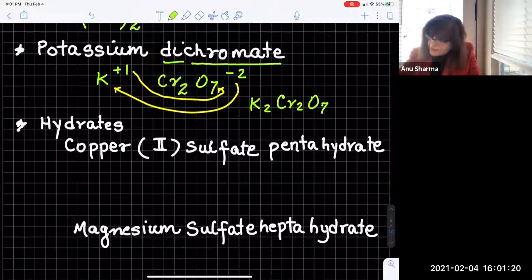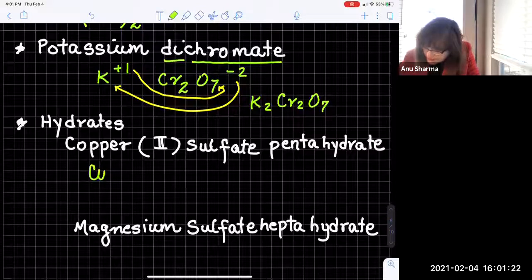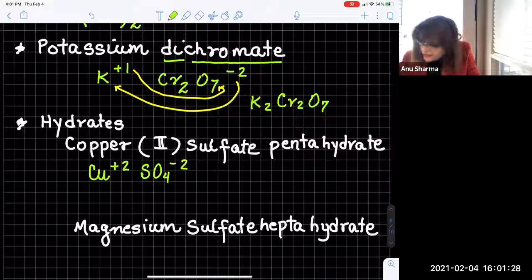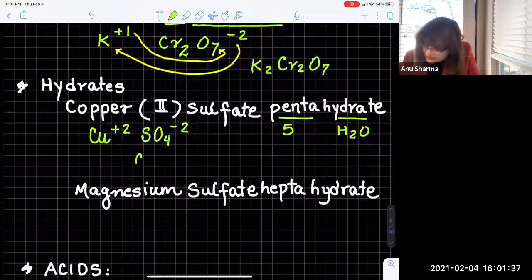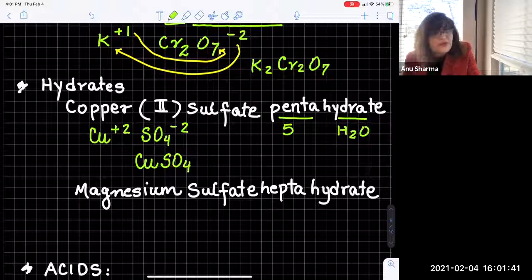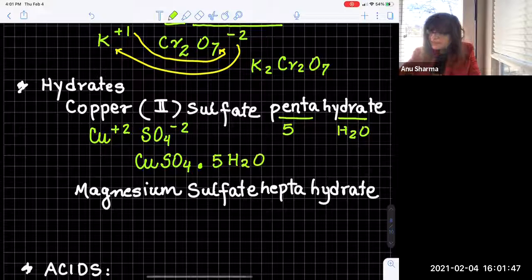Next is the hydrates. Now look at copper 2 sulfate. Copper plus 2 charge, sulfate minus 2 charge. Penta means 5, and hydrate is water. So how do you write this now? You're going to write down CuSO4. Remember, those two positive and negative cancel out. Dot 5H2O. That's for the hydrate.